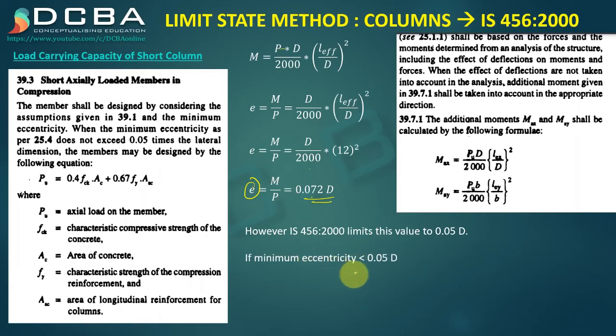So if minimum eccentricity is less than 0.05 D, then it can be designed as a short column. If it is greater than 0.05 D, then it has to be designed as a column with uniaxial bending or biaxial bending.